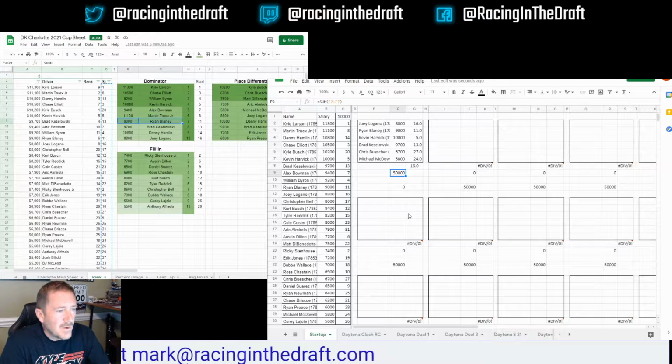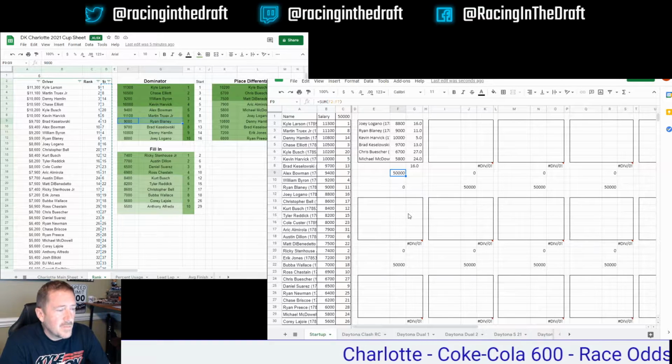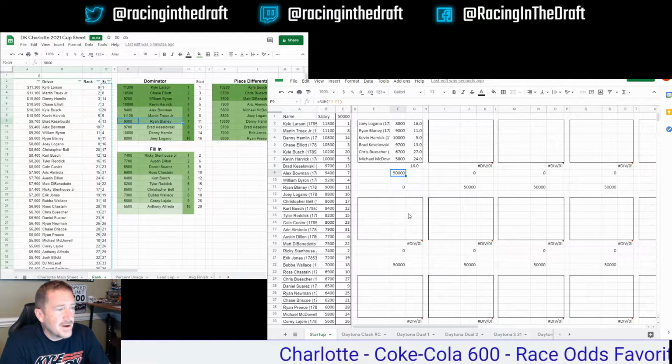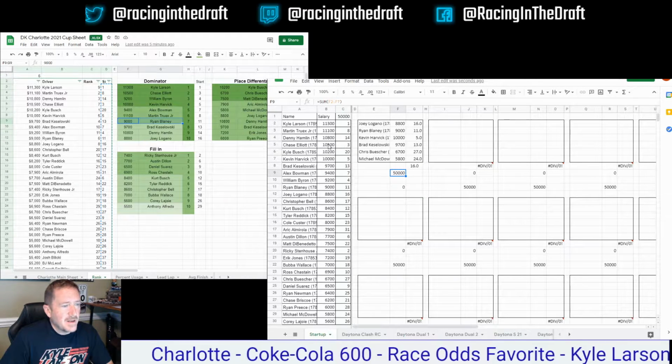So we went definitely low end on drivers, very well balanced, 16th average starting position. I may actually end up keeping that lineup in at this point. It gives me a lot of spread of drivers that are going to come potentially from the middle to rear, to guys that have done extremely well in the past at Charlotte. So we'll hold on to that one and take a look. So that's how I start this lineup.